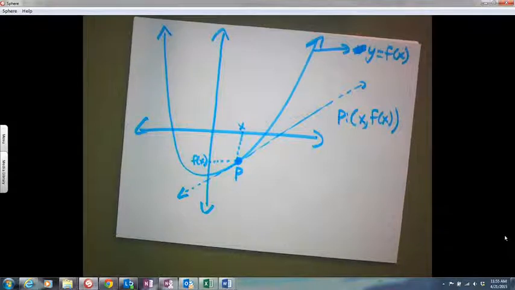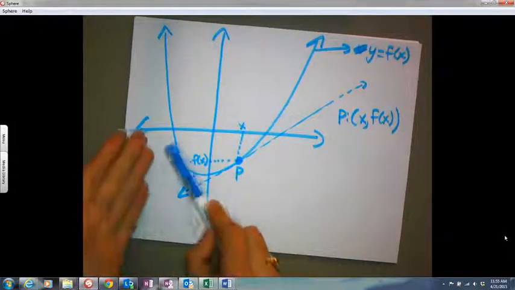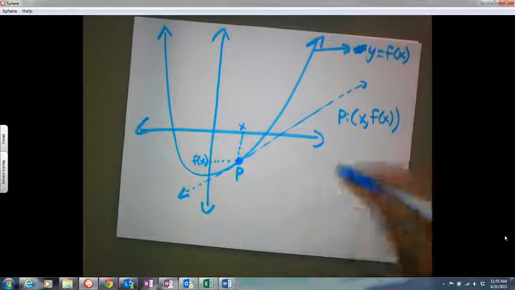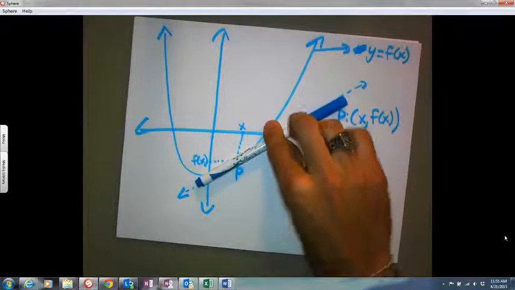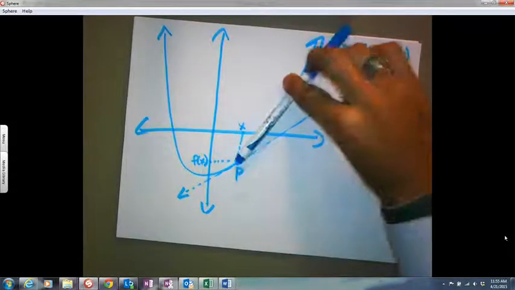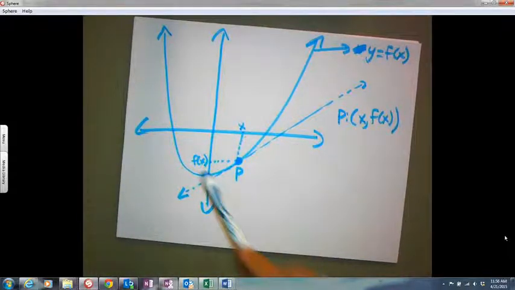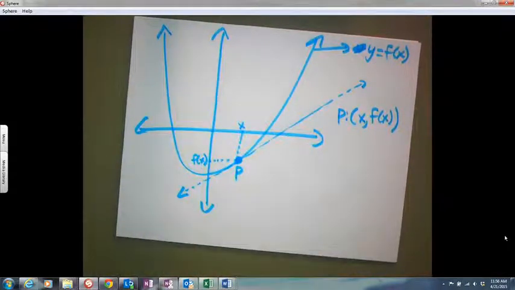Like P could have been here, P could have been here, P could have been here. The goal is we want to find some equation that will tell us the slope of the tangent line everywhere. So here, here, here. So we don't have to find each one individually. So how do we do this?